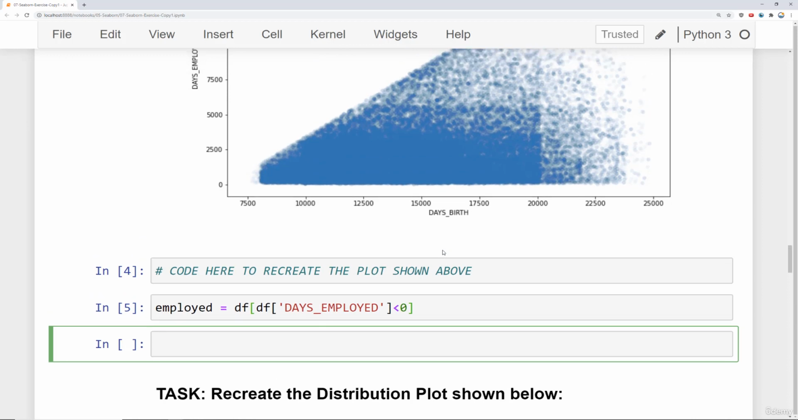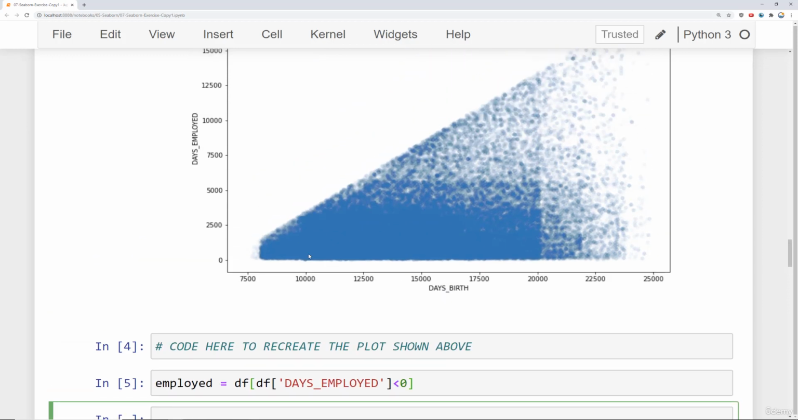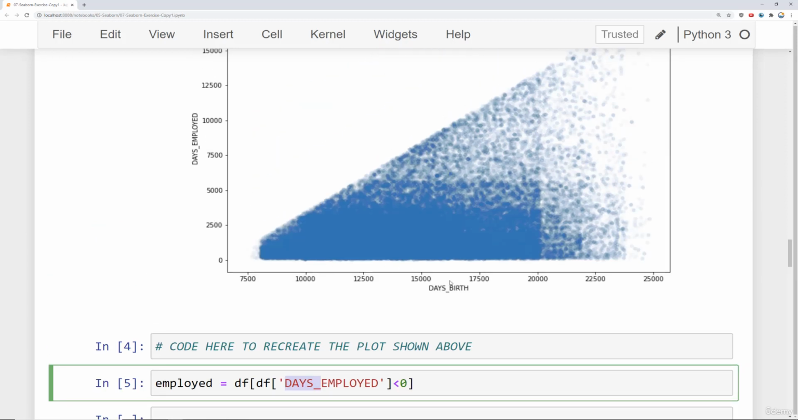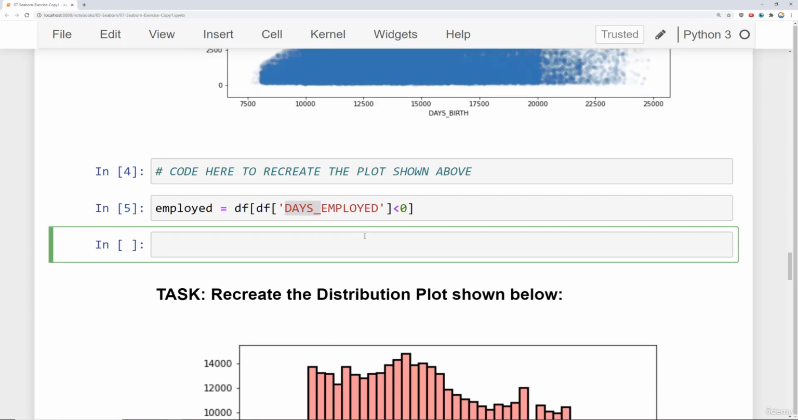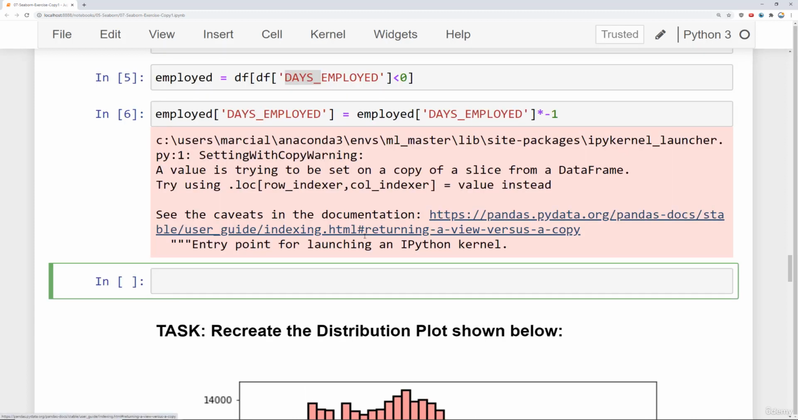Now what I want to do is, in order to plot this on two positive axes, I simply am going to flip the sign of days employed as well as days birth. So we're going to say here, from the employed data frame that I just created, say that days employed is equal to employed days employed times -1. So that's going to flip the sign for all of that.